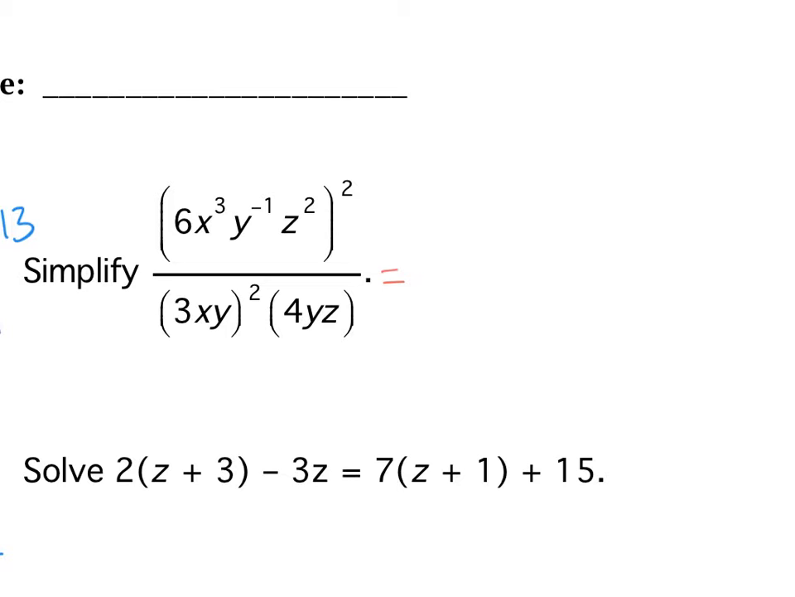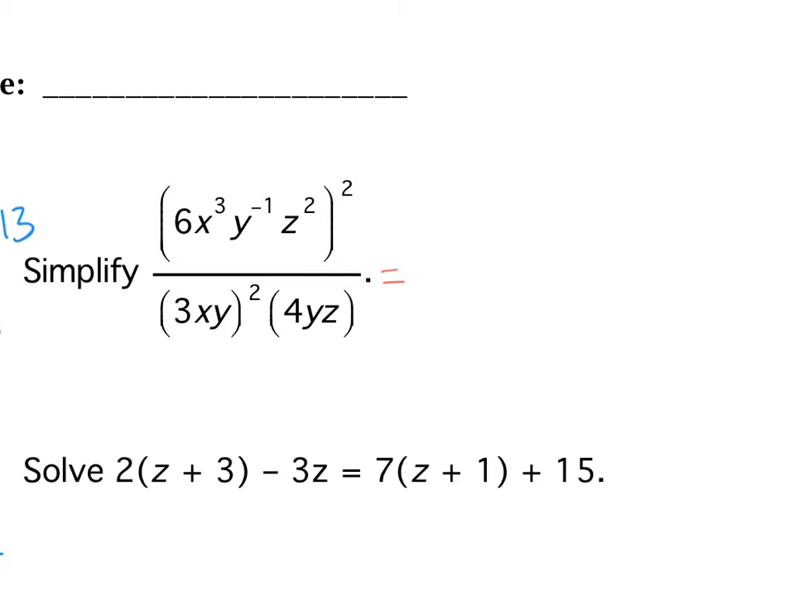So the way that you do that, if you have an exponent outside the parentheses, an exponent of a letter inside the parentheses, you combine them by multiplying them together to make a new exponent for that letter. All right, so that x is going to get a new exponent of 6.